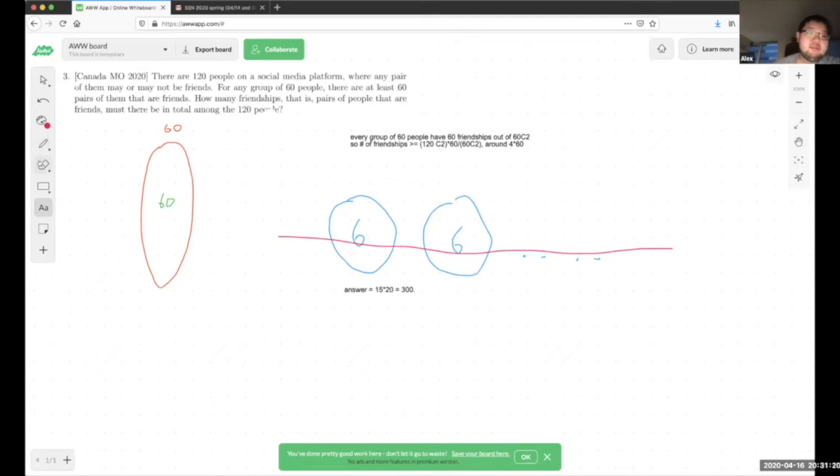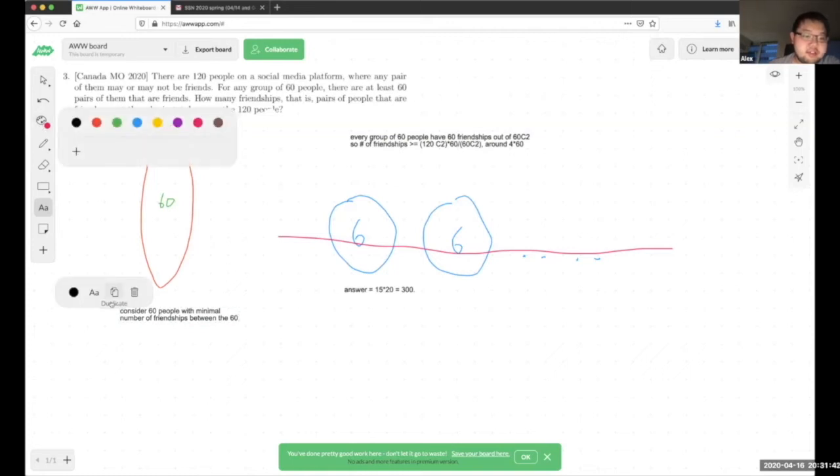So I think one thing we want to do is try something where we make something minimal. The thing that you want to make minimal is to consider 60 people with the minimal number of friendships between the 60. So this is the 60 red people. What conditions do we get once we know about this? Well, let's have a person outside, right? What happens if you make your group of 60 with the person outside?